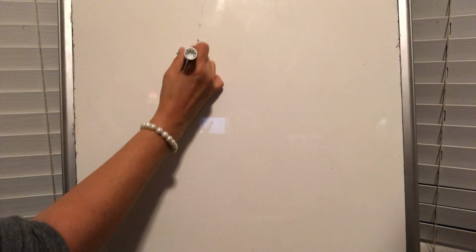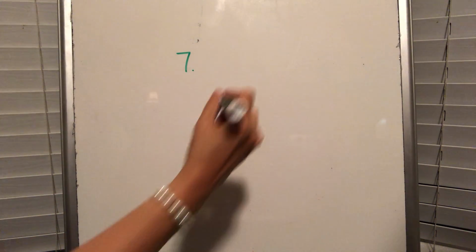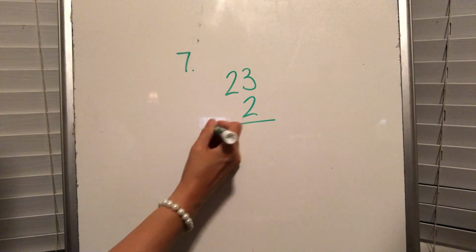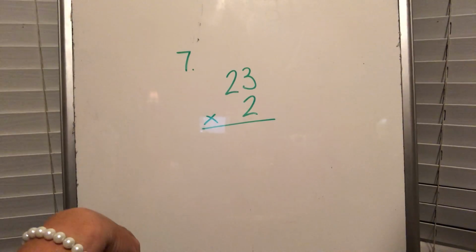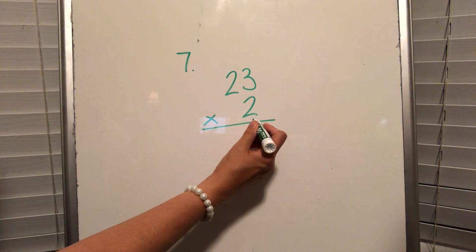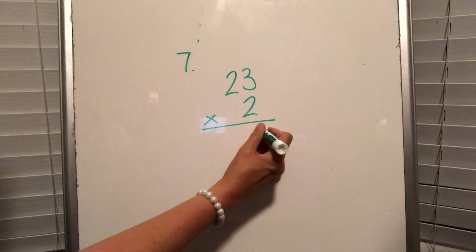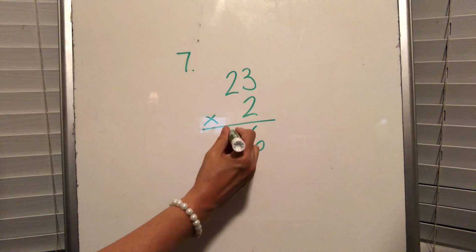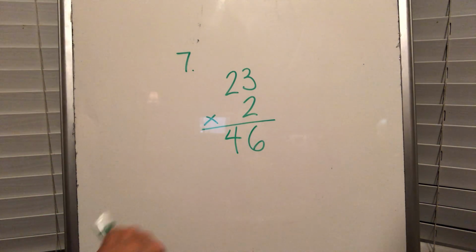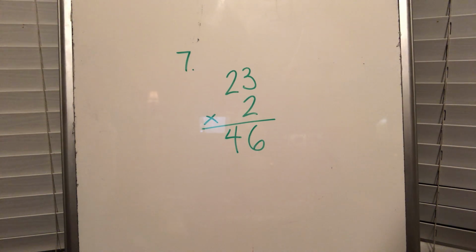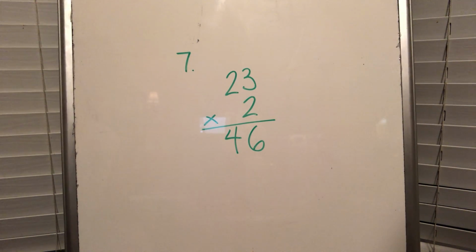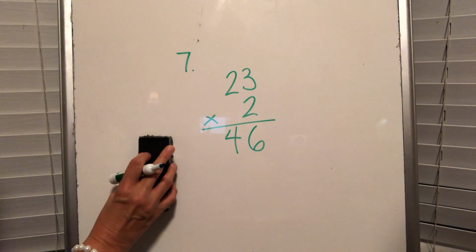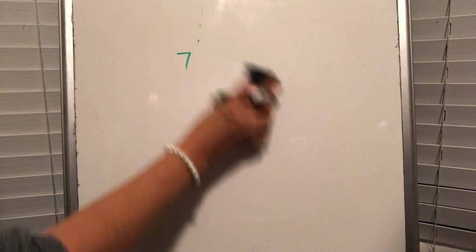And the last one on that first row there, number 7, 23 times 2. Okay, 23 times 2, we're going to start in the ones place. 2 times 3 is 6, and 2 times 2 is 4. 23 times 2 equals 46. All right, and if you're getting ahead of me, that's perfectly fine. That way you can check your answers to see if they match what I'm showing you.